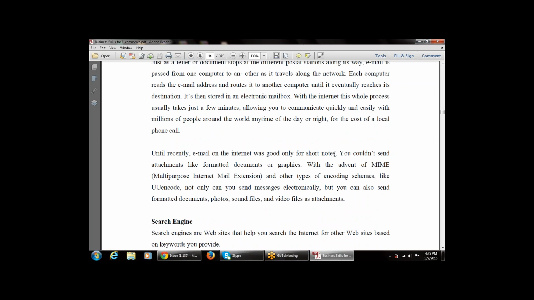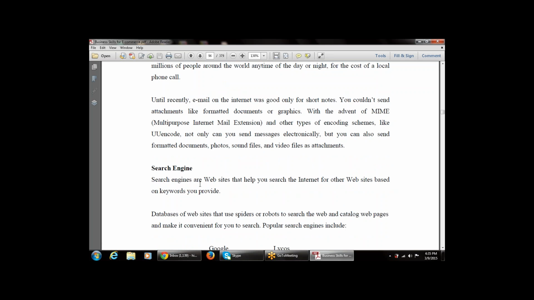Email on the internet was at first only good for short messages. You could not send attachments until then. Now, in day-to-day use, files can also be attached. This is through the protocol MIME, the Multipurpose Internet Mail Extension. This protocol is used with email for sending data like videos and audios as attachments.